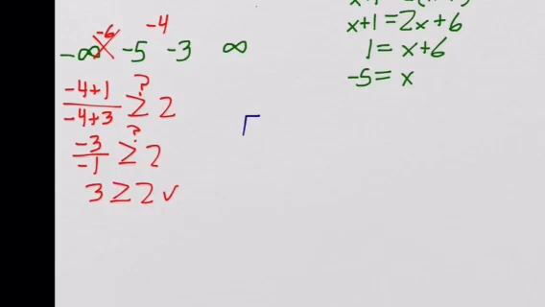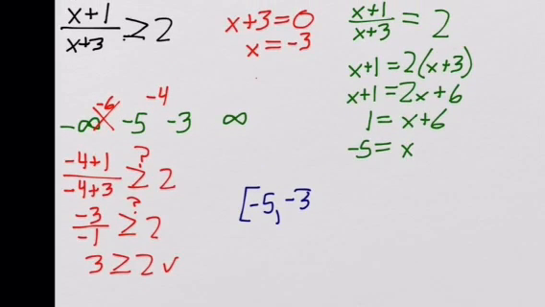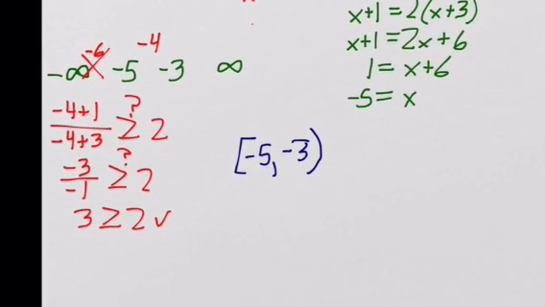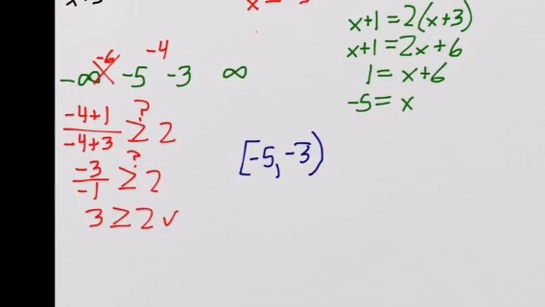So now -5 can be part of the solution set. That's where it's actually equal to 2, as we've established. However, -3 we know cannot be part of the solution set because that makes the denominator 0. So that's going to get a round parenthesis. And then we can also check between -3 and infinity.